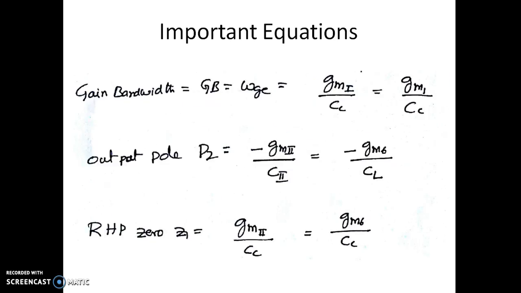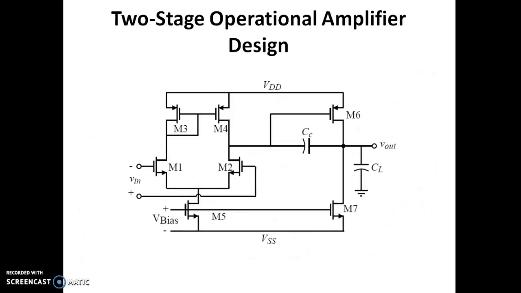These are the equations of gain bandwidth, output pole and the zero frequencies. And we are supposed to now design a two-stage amplifier, meaning that in the design of a two-stage amplifier, we are supposed to estimate the dimensions of all the MOSFETs along with the value of the capacitance Cc.